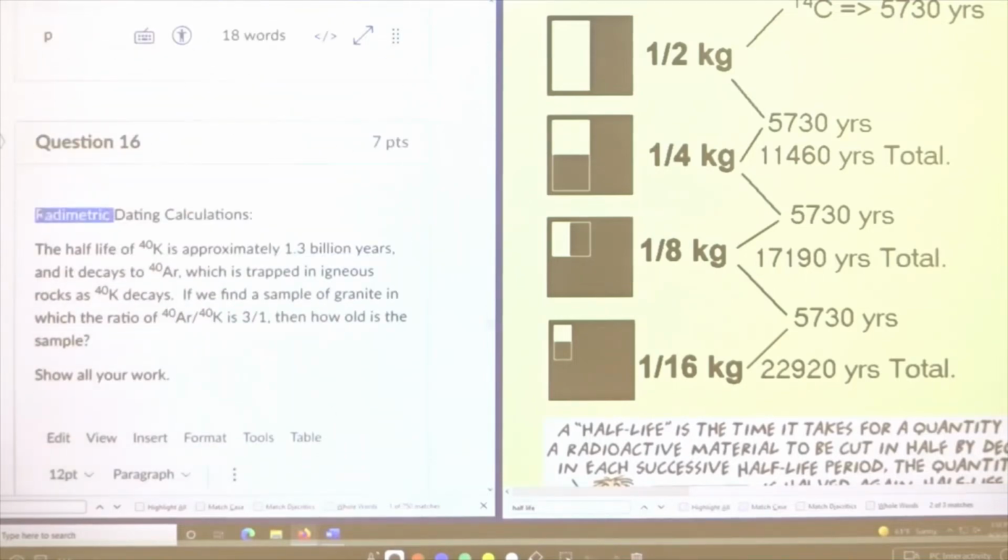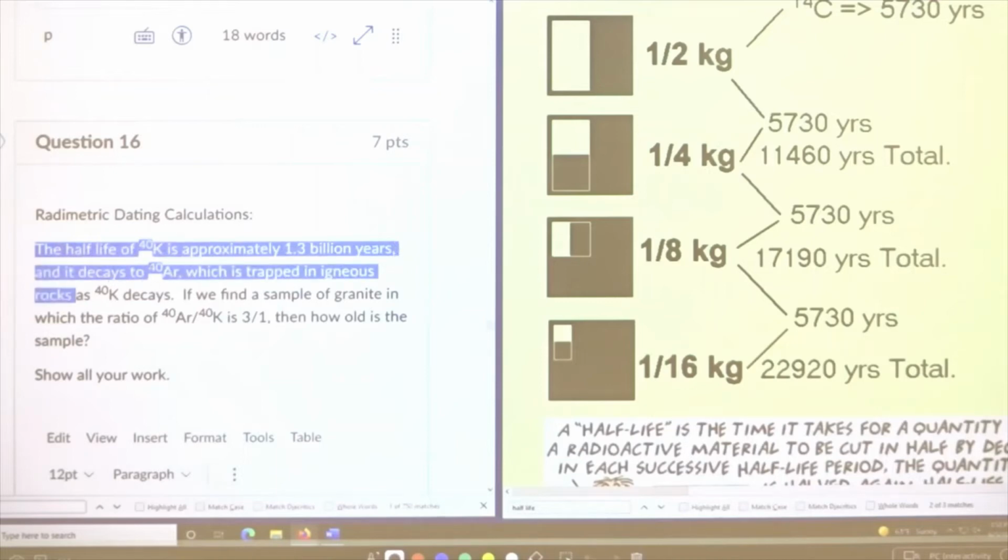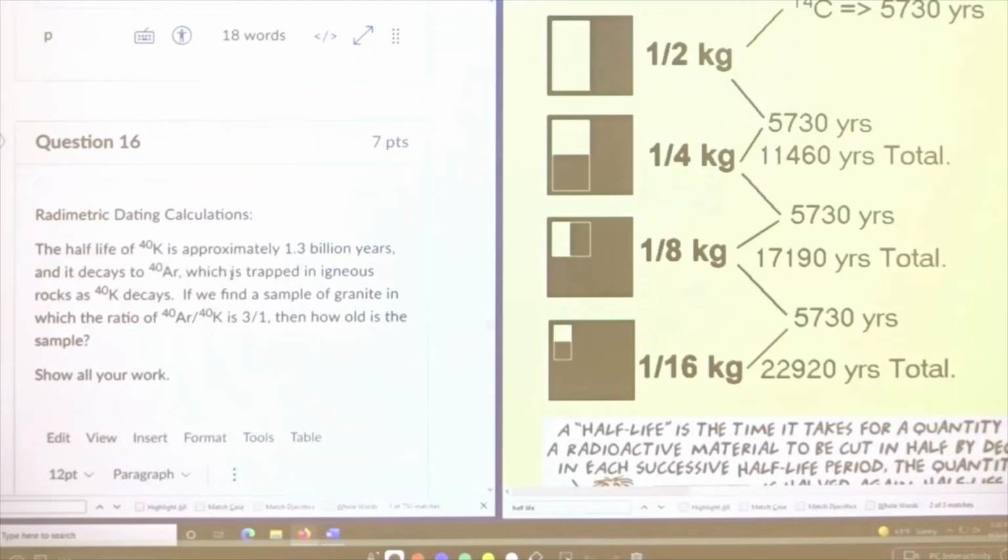Now here, radiometric dating calculations. Here's another one. The half-life of potassium-40 is approximately 1.3 billion years. And we saw, in the case of the beta decay, that it turns into argon-40. And that gets trapped. Argon is a gas, but it gets trapped inside igneous rocks as the potassium-40 decays. If you heat up that rock, you can actually get it to be released. But we're going to assume here that we have a rock that cooled off once and didn't get heated up again.